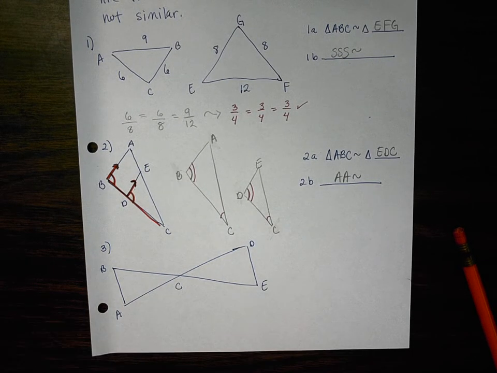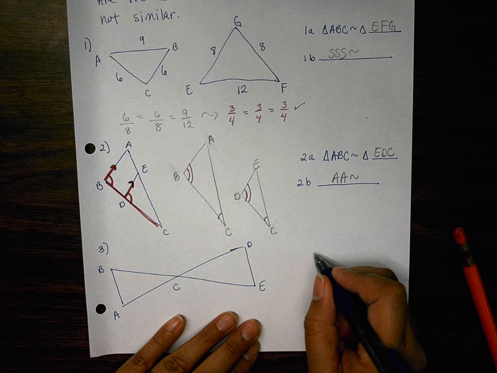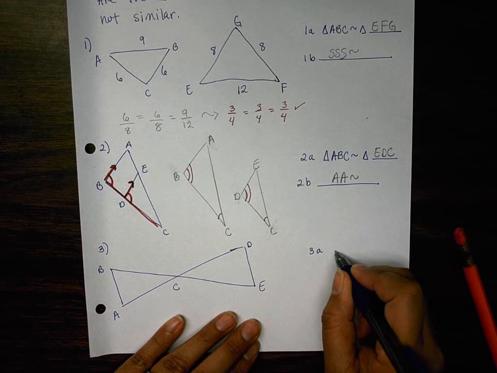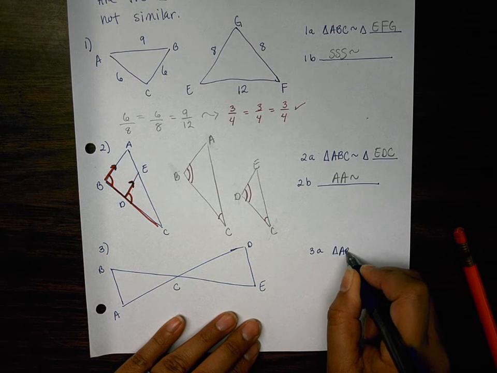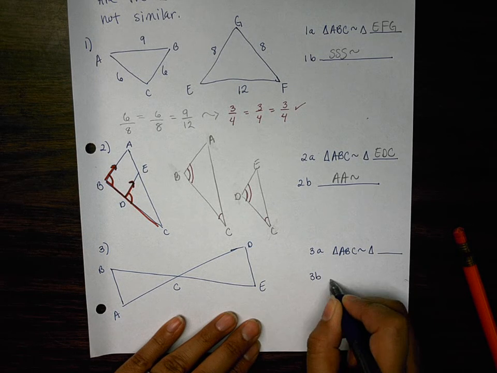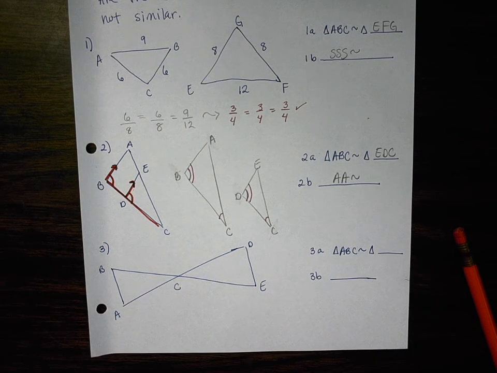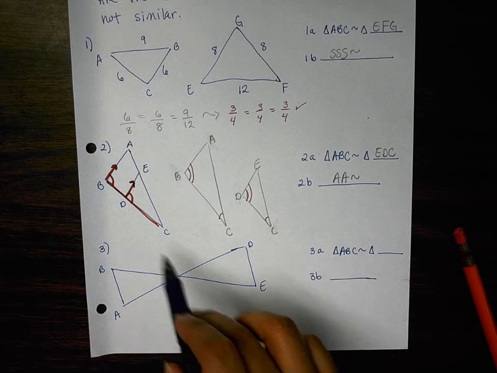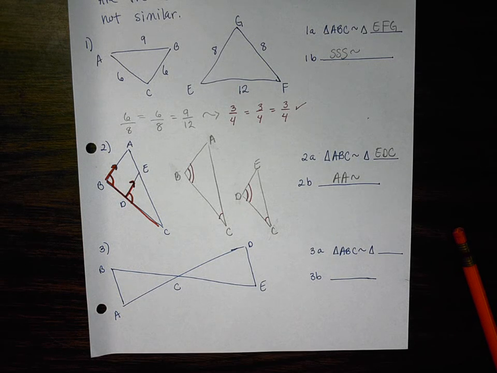A, B, C, D, E. Draw your pictures quickly. A, B, C, D, E. Whoa. I'm going to put up here 3A: Triangle ABC is similar to triangle blank. 3B: blank, by which congruency statement. And there's more information I haven't given you yet. I just want you to get your pictures down.